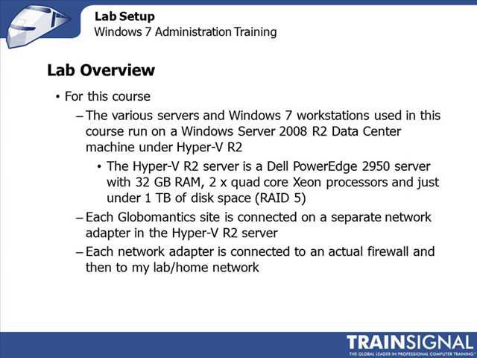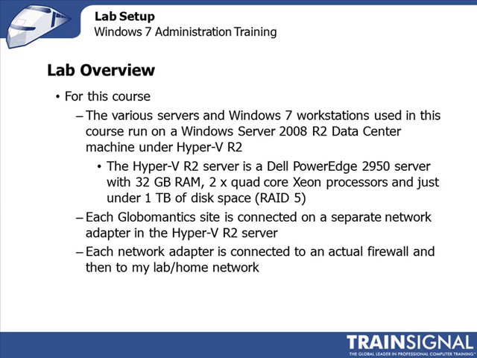The Hyper-V R2 server, this Windows Server 2008 data center server that I'm using, is a Dell PowerEdge 2950 with 32 gigabytes of RAM, dual quad-core Xeon processors, and just under a terabyte of disk space in a RAID 5 configuration. It's a pretty beefy server, but we'll be running a number of virtual machines. So if you're planning on following along, try to get a server that has similar characteristics.